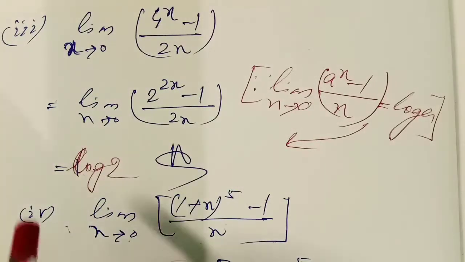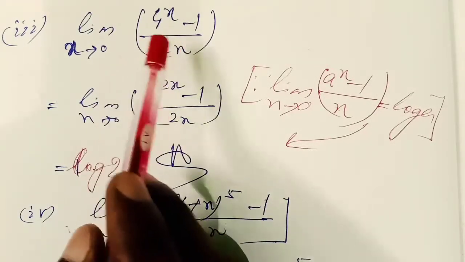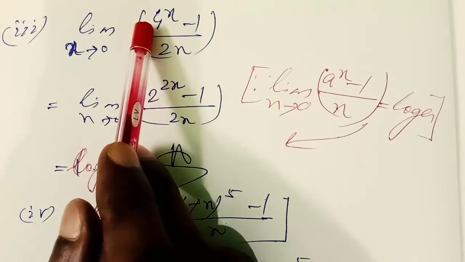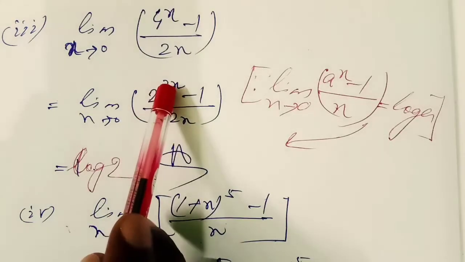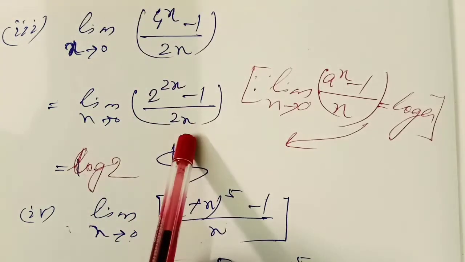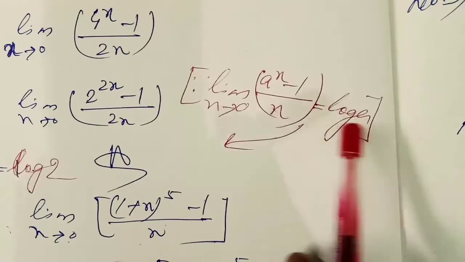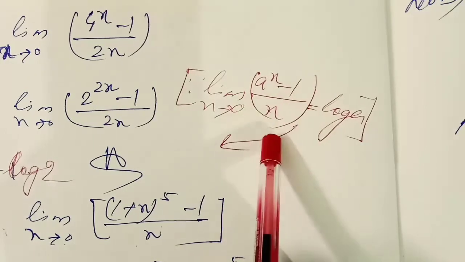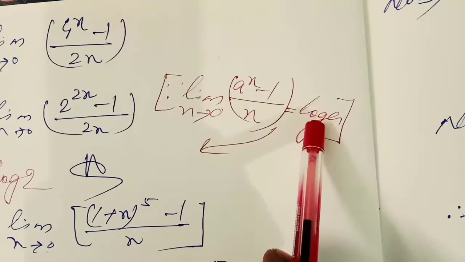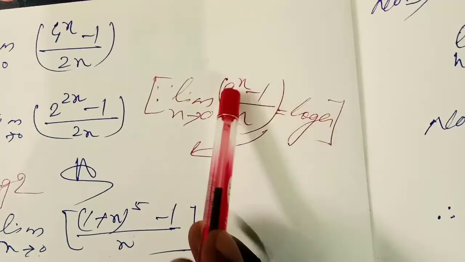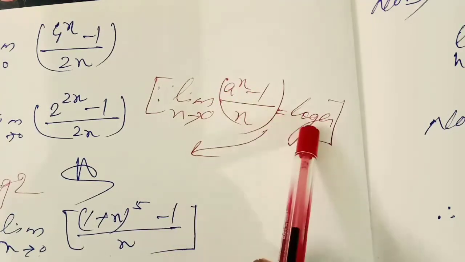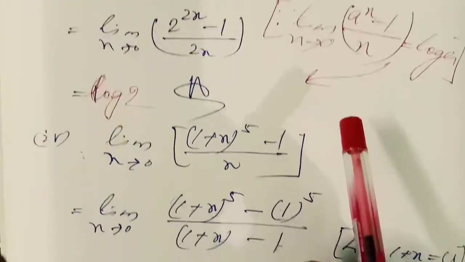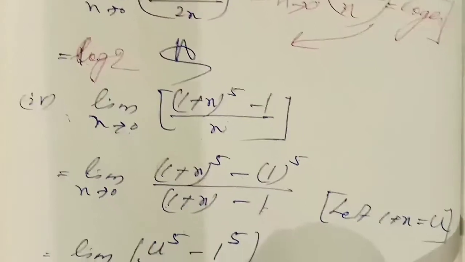See, the third part is given like this: limit x tends to 0, 4 to the power x minus 1 by 2x. 4 means what? 2 whole square. So this will be converted to 2 to the 2x minus 1 by 2x. What is the formula here? The same formula as discussed before: limit x tends to 0, a to the power x minus 1 by x. The answer is log a. If it is e, then the answer is 1, but if it is given as a, the answer is log a. So what is the answer here? Log 2.